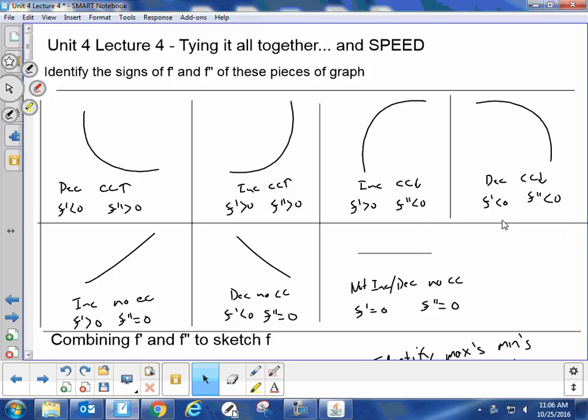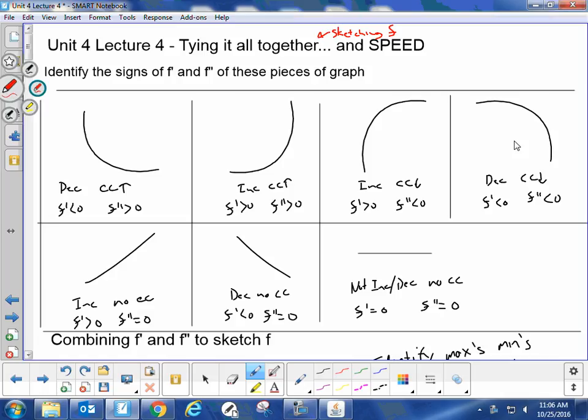All right. We're going to tie things all together with the intent on sketching the graph of f accurately. And we're going to talk about some straight line motion and talk about speed. So we have a bunch of situations for what pieces of graph could look like.